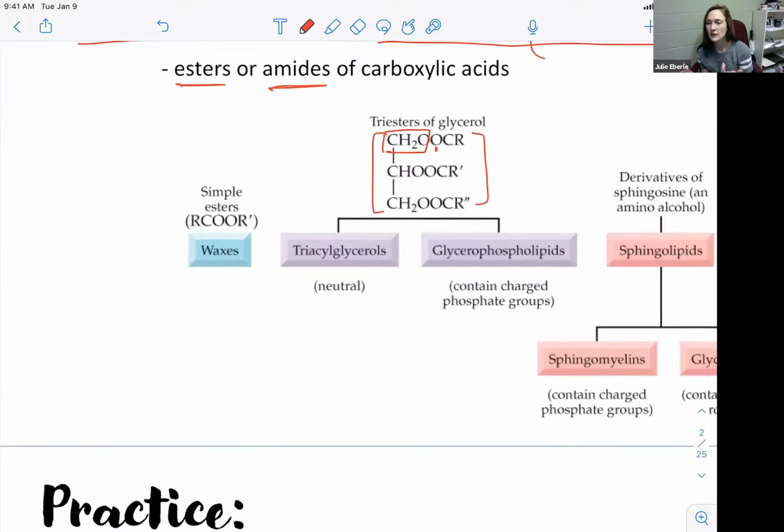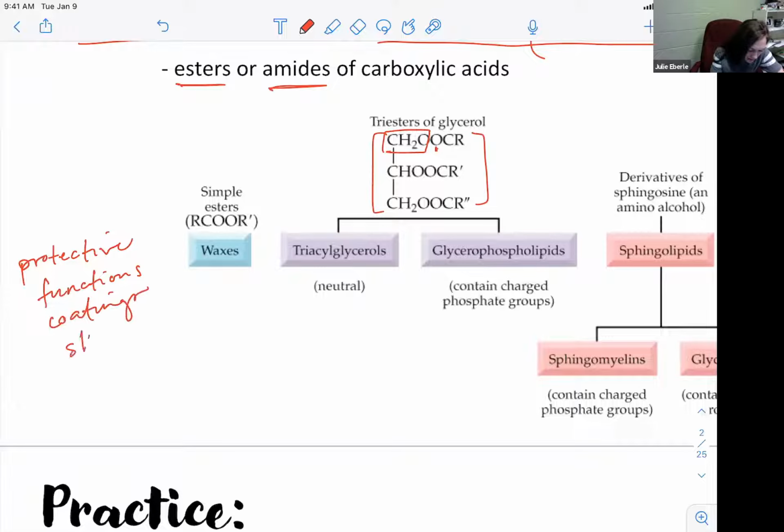Okay, waxes are secreted by our skin. Anybody, your skin on your face especially gets oily. Okay, why do we use things like face wash? Because our skin is secreting. So these have protective significance or functions. Protective functions, coatings for the skin.